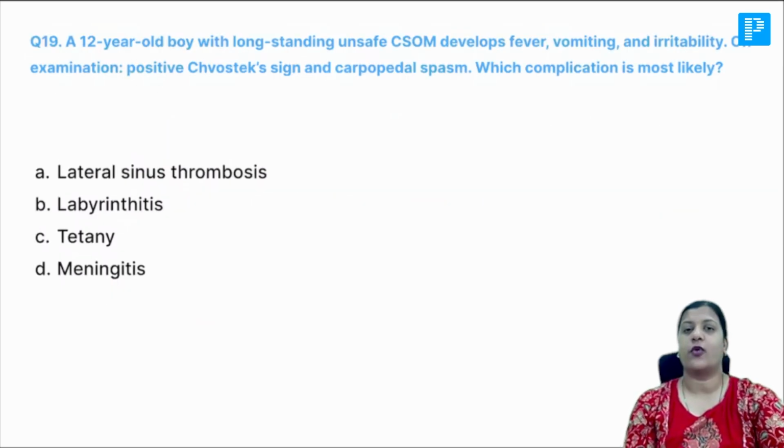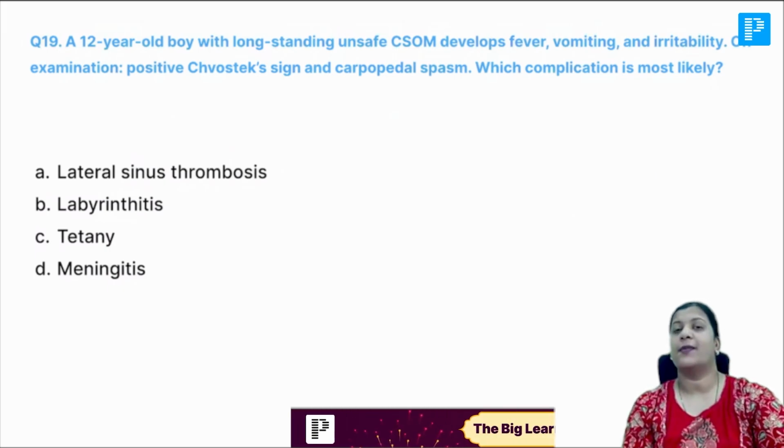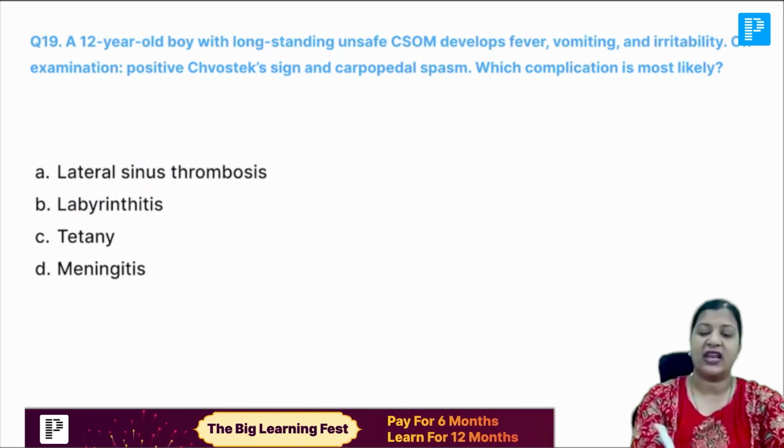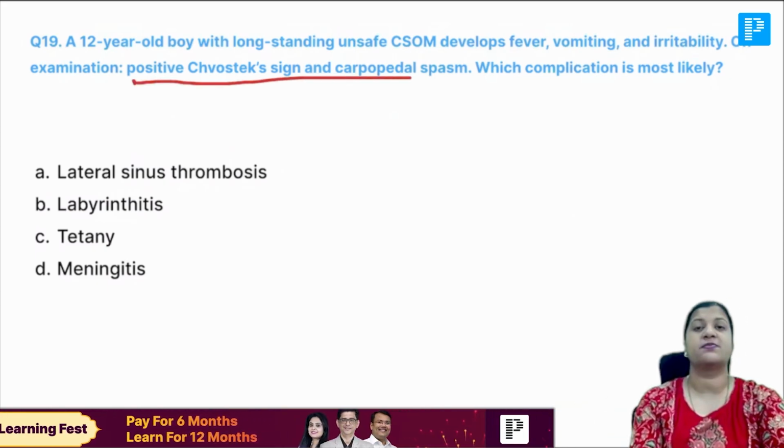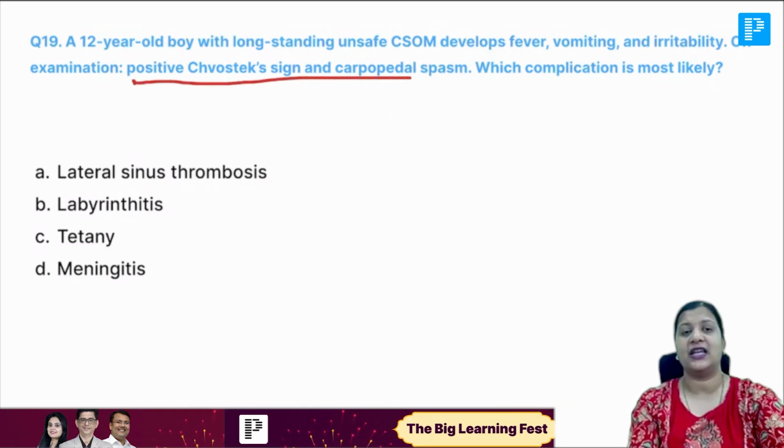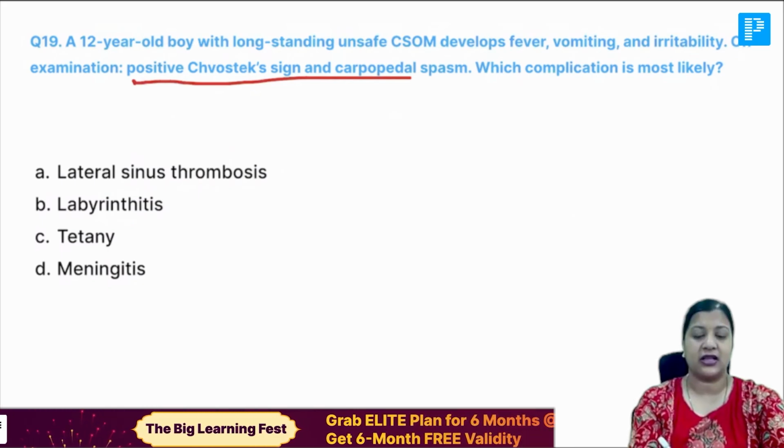A 12-year-old boy with a long-standing CSOM, unsafe type, develops fever, vomiting, irritability, positive Chvostek sign, and carpopedal spasm. Which of the following is most likely? See here, they're trying to persuade you about CSOM, make you think about CSOM, but they have given away one very important point, which is Chvostek sign and carpopedal spasm, which is seen in hypocalcemia, which is nothing but your tetany, right?